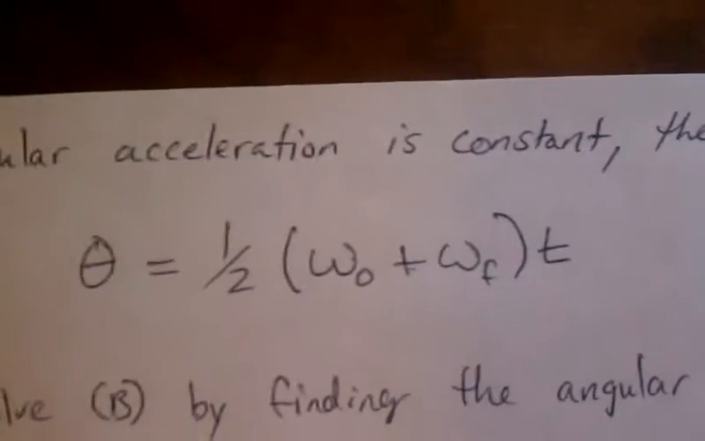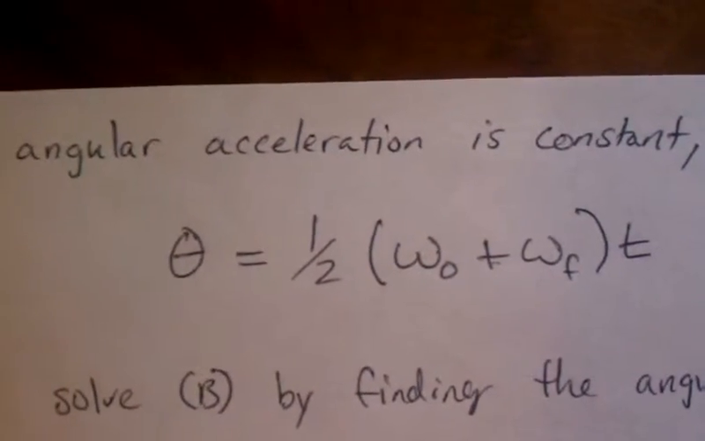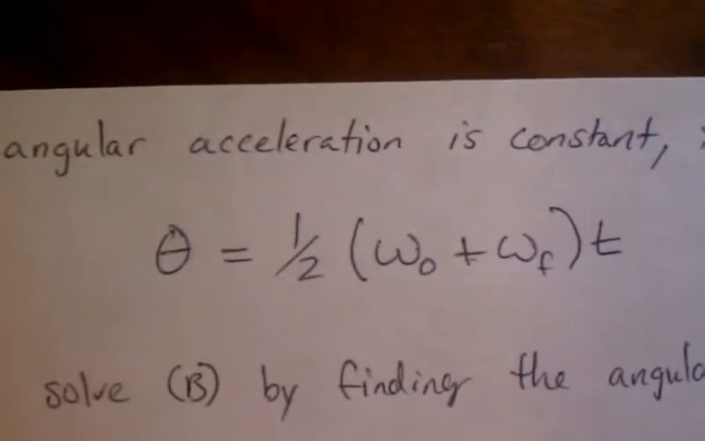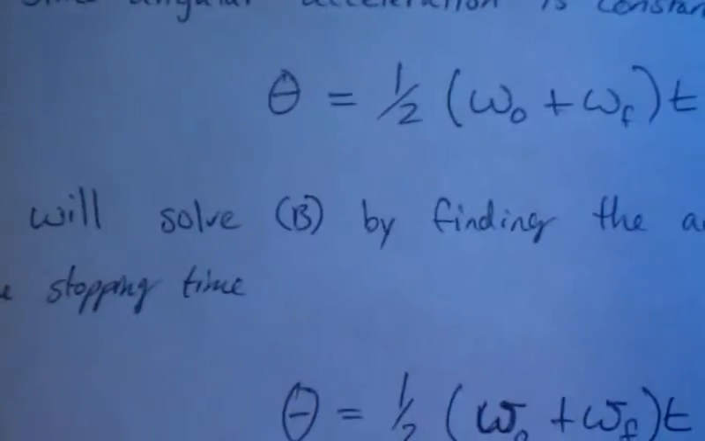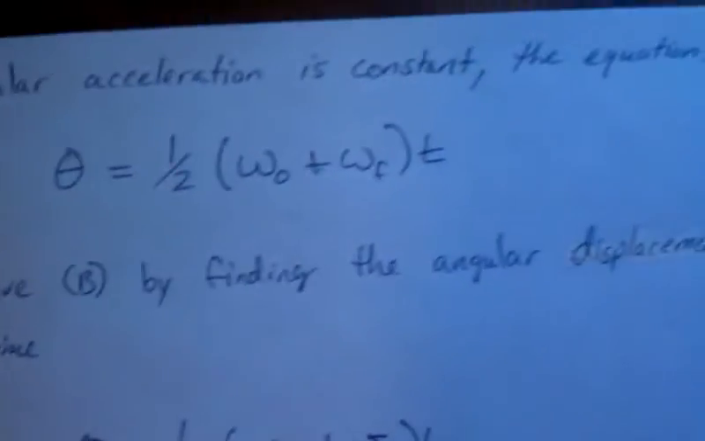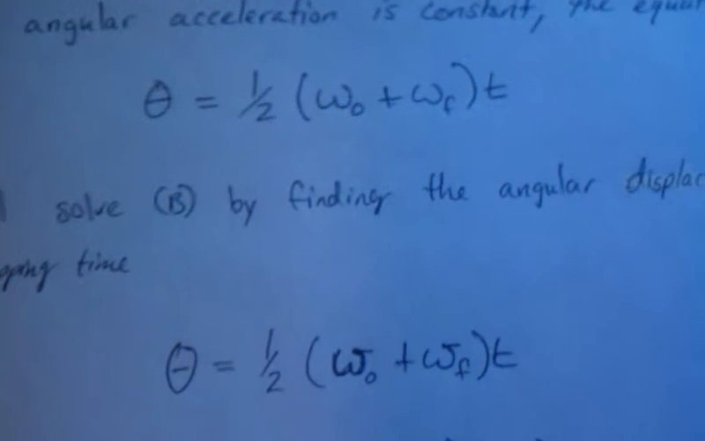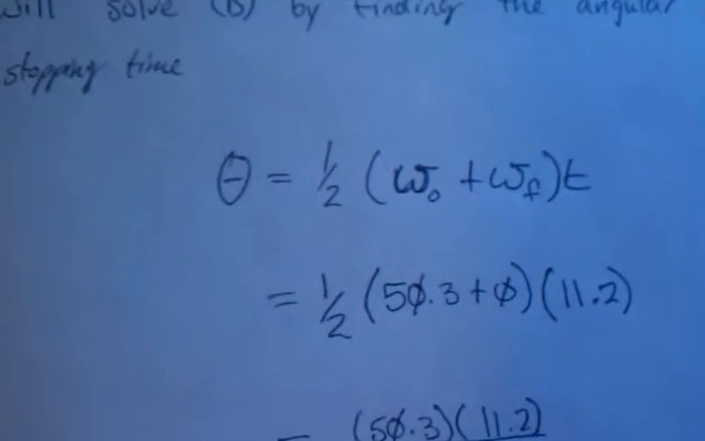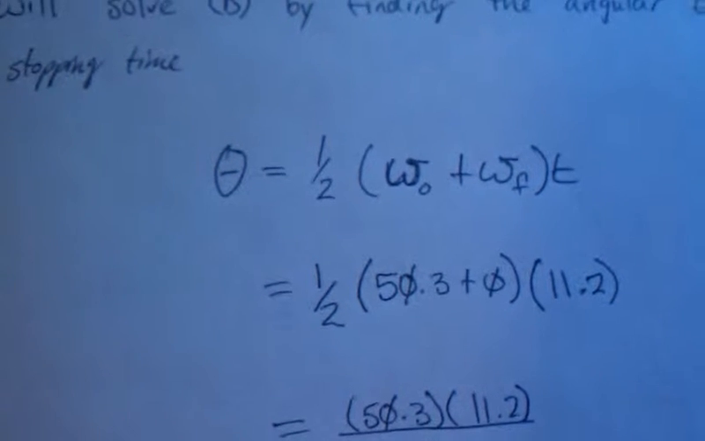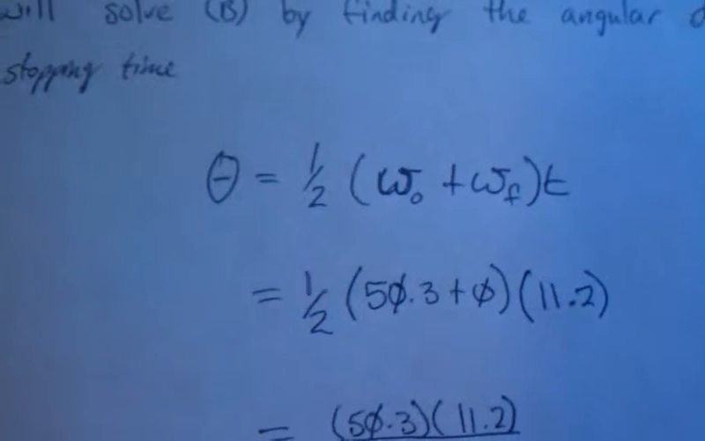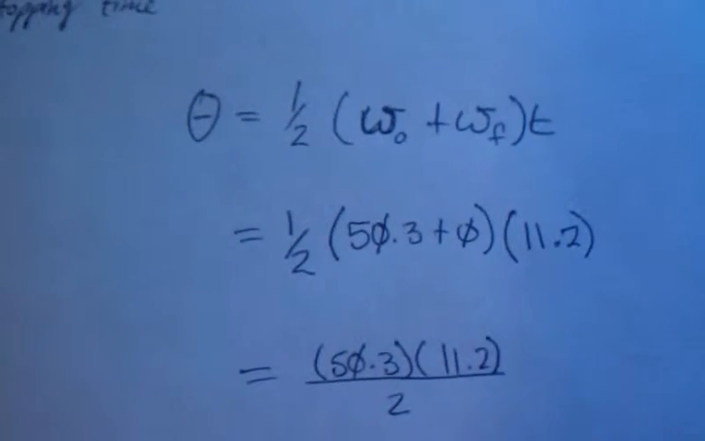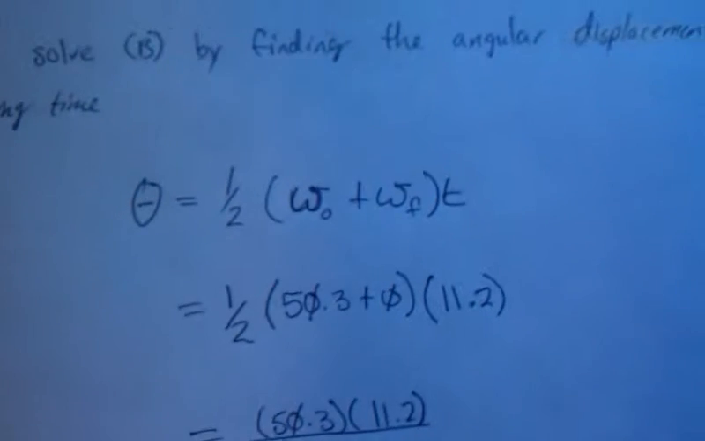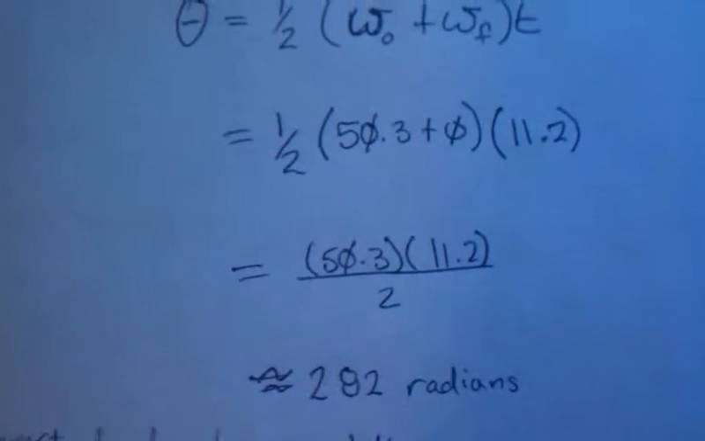Now, since angular acceleration is constant, the following equation is the best. Theta equals 1/2 times original omega plus final omega times time. And we'll solve part B by finding the angular displacement theta during the stopping time. So we just plug and play again. So it's 1/2 times 50.3 plus 0 times 11.2, or 50.3 times 11.2 divided by 2. And we get 282 radians.